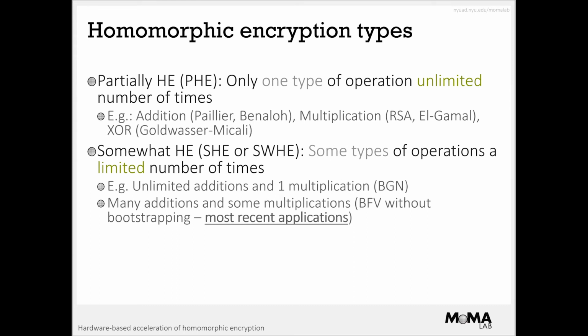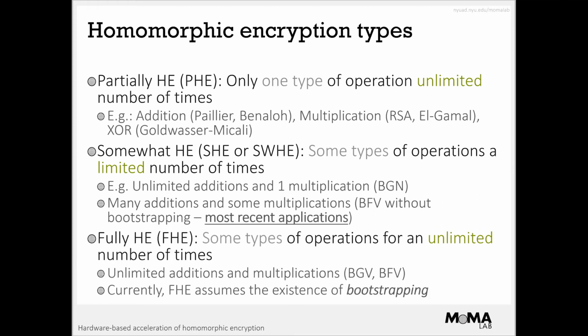After partial, there's somewhat homomorphic encryption, where you allow some types of operations for a limited number of times. For example, you can have unlimited additions or one multiplication, or you can have many additions but some multiplication. So if you know your computation in advance, for example, machine learning, if you want to have an inference, you know exactly the computational path of the inference. So you can prepare your crypto system to support one inference of your machine learning model. So if you allow some limitations in the number of times you apply the operation, then this is somewhat homomorphic.